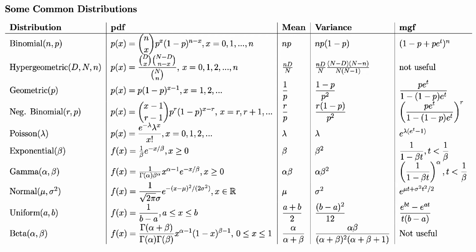This video will include mass and density functions. The ones that we're going to include are binomial, hypergeometric, geometric, negative binomial, Poisson, exponential, gamma, normal, uniform, beta. Basically, they're just the ones that you should typically encounter in an elementary probability theory course.